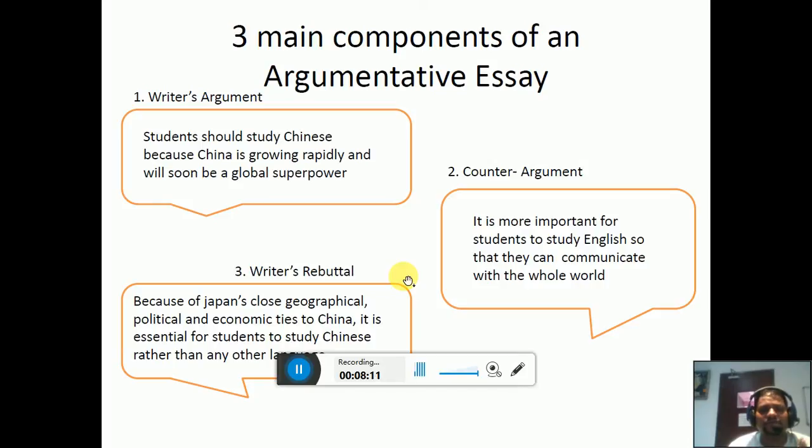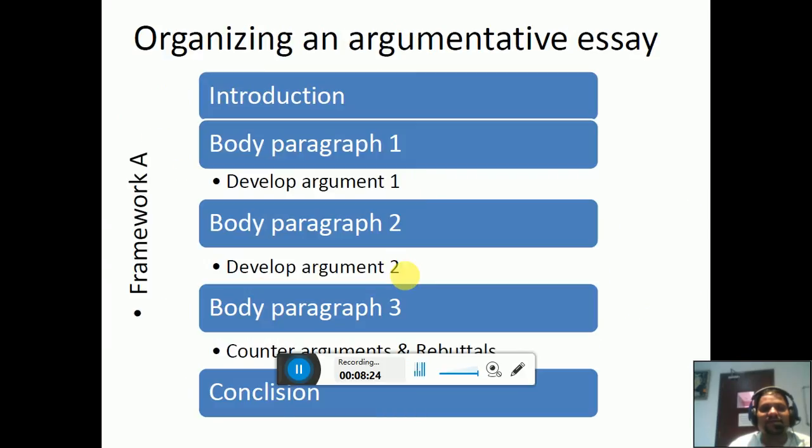We've understood what is argument, counter argument and rebuttal. Three main components of an argumentative essay. Please remember this and do not forget it. Now let's move ahead. When you are writing an argumentative essay, you can follow two types of frameworks. Let's put them into framework A and framework B.